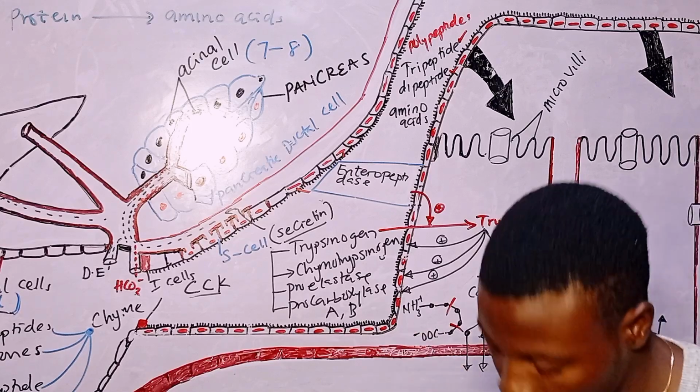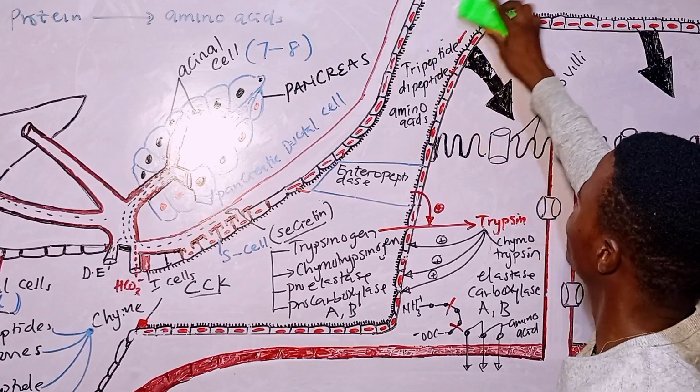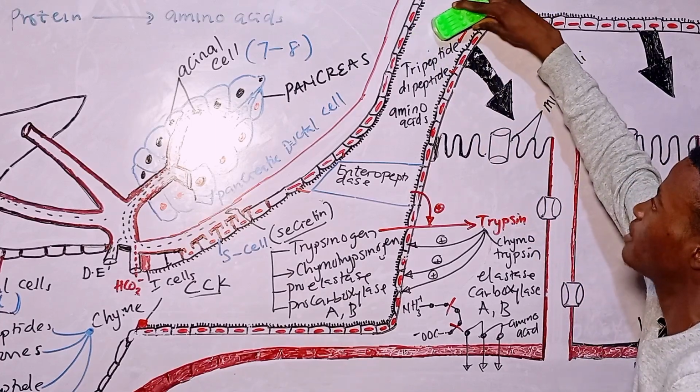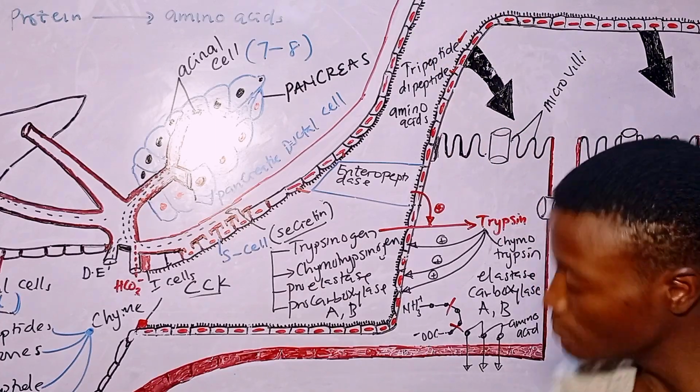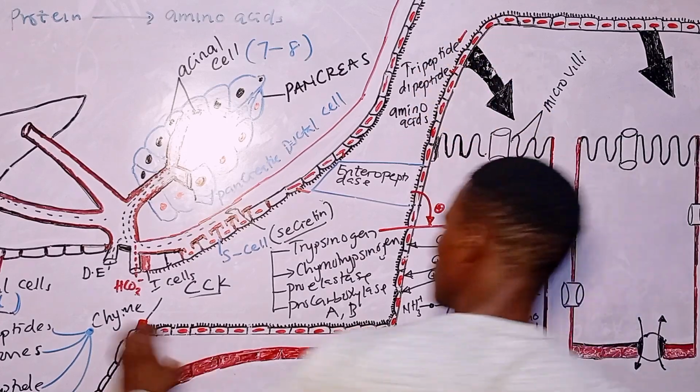So in that case, let me simply rub this out, because calling it polypeptide sounds as if I'm talking about very high molecular weight. But let's simply say we are going to have the product with tripeptide, dipeptide, and amino acid. So that's going to be the end product of what?